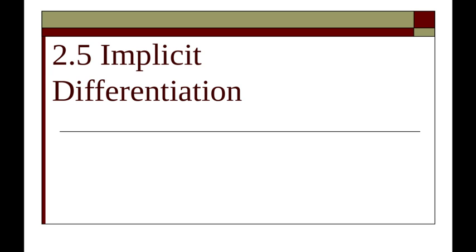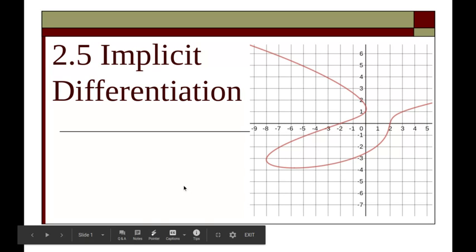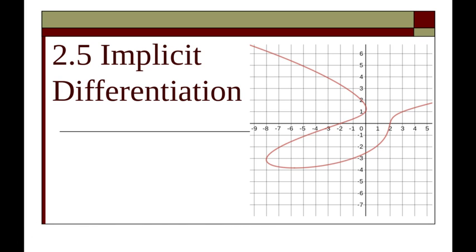Everything that we've been finding the derivative of so far has been in the form of y equals some function of x, which means it is in fact a function. But what happens if you have something that looks like this? Here we have a graph, but it's definitely not y is a function of x because it fails the vertical line test. That doesn't mean we can't still find the derivatives, the slopes of the tangent lines.